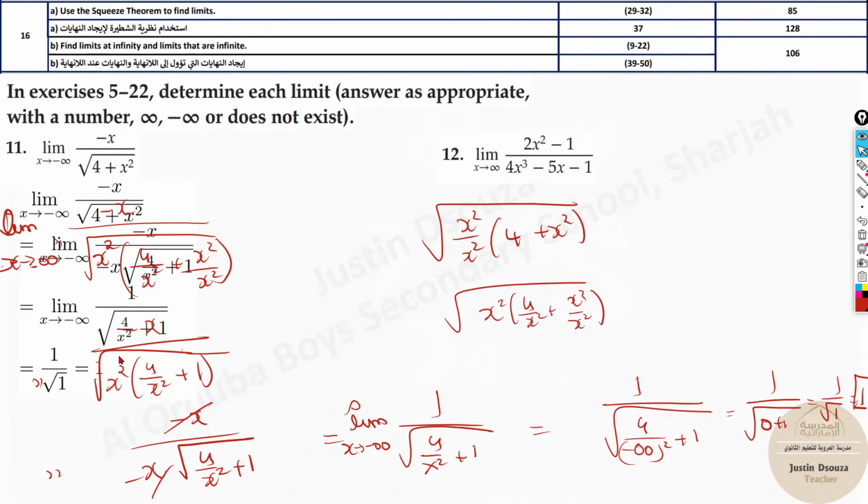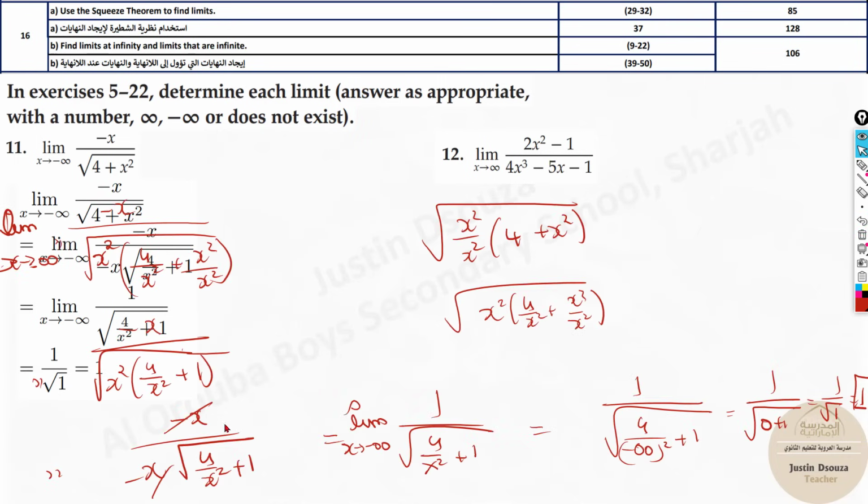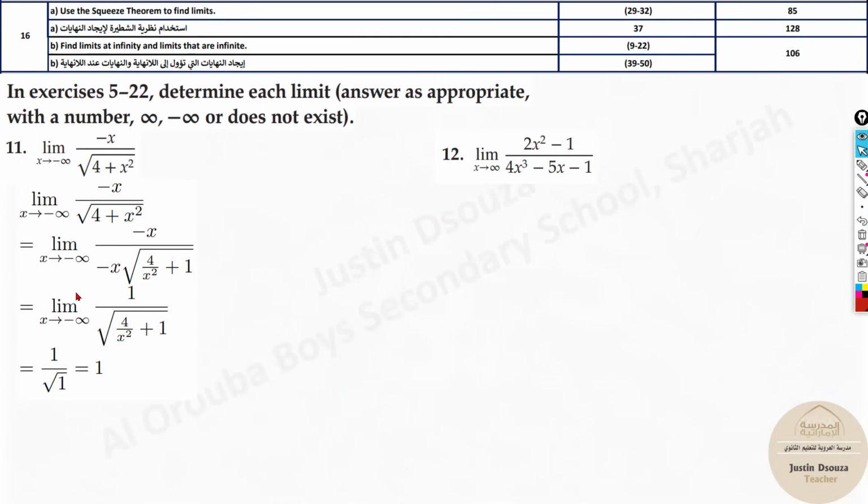Let's just check answers. Yes, it is 1. 1 by root 1. Or you can just do it in the calculator to check the answer. You will get the correct answer. Same answer itself. Okay, not to worry. So that's the thing. Let's do it in the calculator and check as well. Now here they have not done so many steps. They have directly done it. But the concept is same.